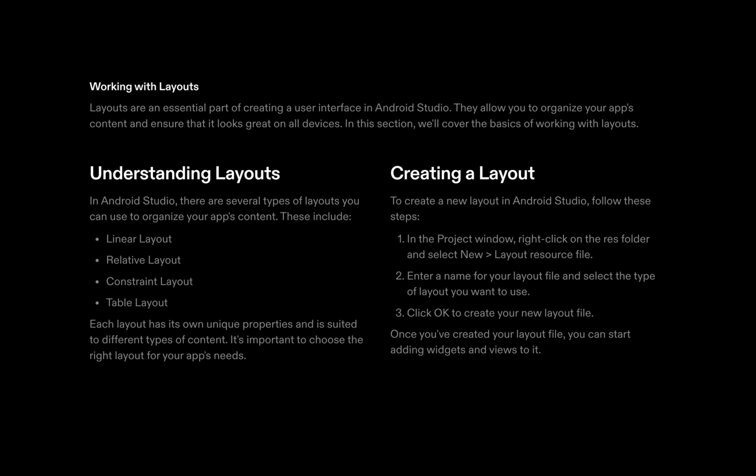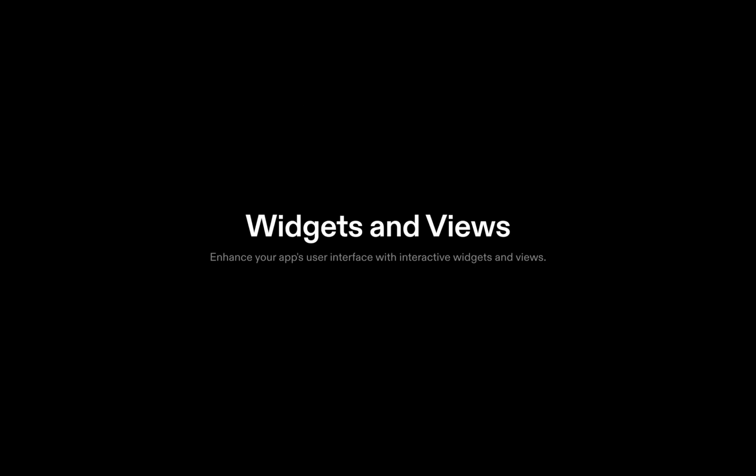Creating a layout. To create a new layout in Android Studio, follow these steps. In the project window, right-click on the res folder and select New Layout Resource File. Enter a name for your layout file and select the type of layout you want to use. Click OK to create your new layout file. Once you have created your layout file, you can start adding widgets and views to it.